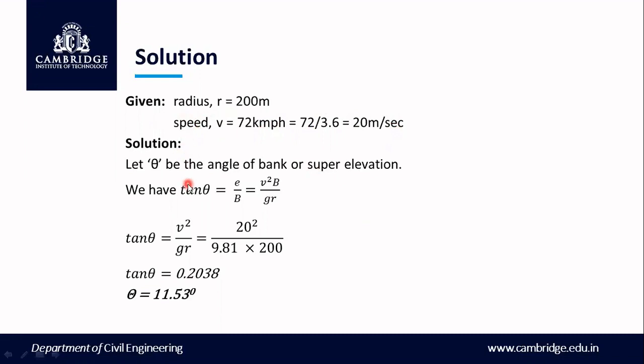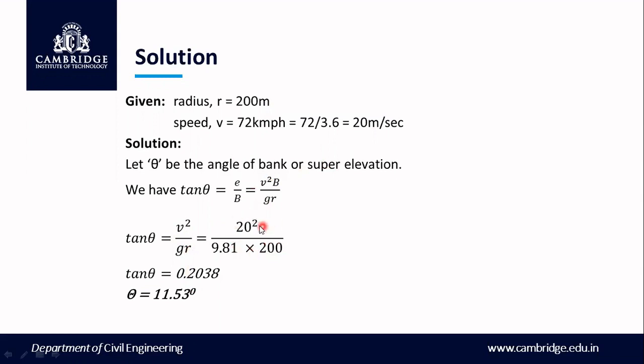Coming to the solution, we'll call theta the angle of bank or angle of super elevation that we call. So we also know that tan theta is equal to E by B from the triangle when we derived it, or it can also be written as tan theta is equal to V square by gR in case of roads. So taking the formula tan theta is equal to V square by gR, since I have these data pertaining to the given question, V can be substituted as 20 meter per second. g, we know that it is 9.81, and R is given as 200 meter.